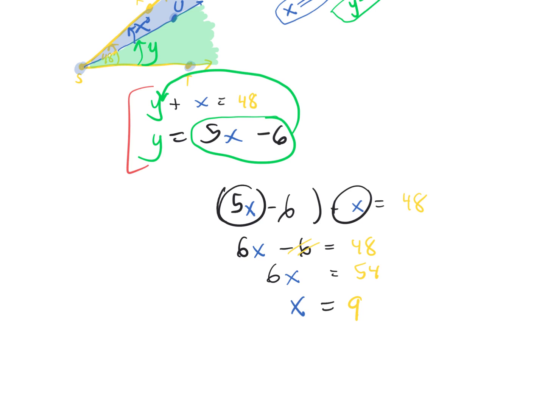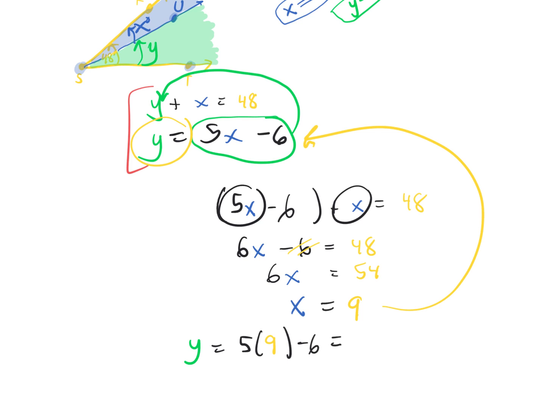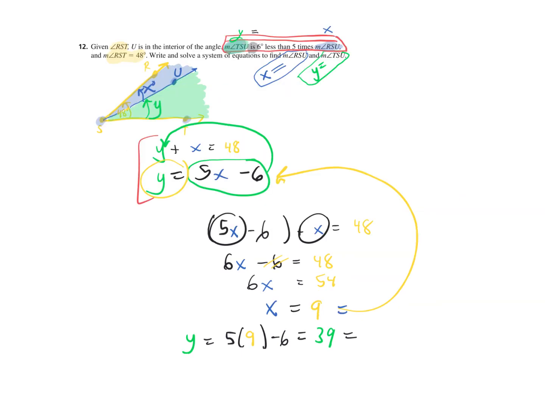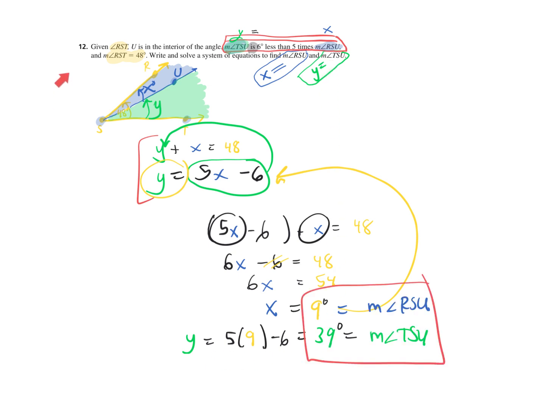And come back to the circle that tells us exactly how to find y. Y is equal to 5 times x minus 6, which is 39 degrees. All right, we have found the measure of the angles that they asked us to find. X was the measure of angle RSU, and y, 39 degrees, well, that was the measure of angle TSU. And that's how we do number 12, which is a pretty difficult problem, I have to admit.